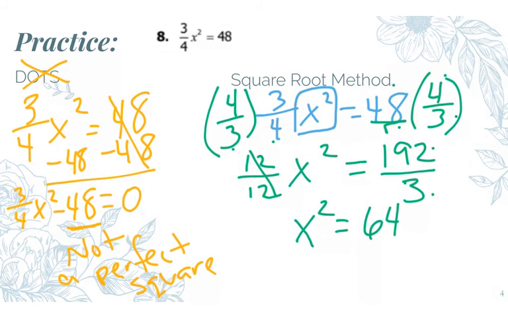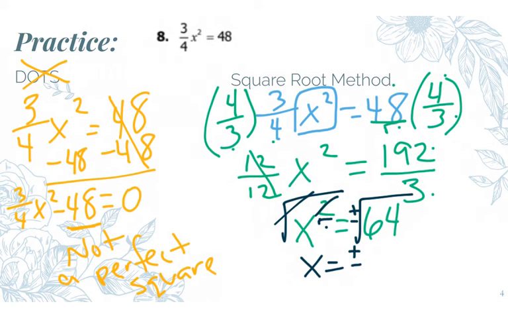Okay. Square root method. The inverse of a square is a square root. So I'm going to square root both sides, remembering to put my plus and minus. These guys cancel out. And I've got x equals a positive and a negative. Does anyone know the square root of 64? All right. It is 8.